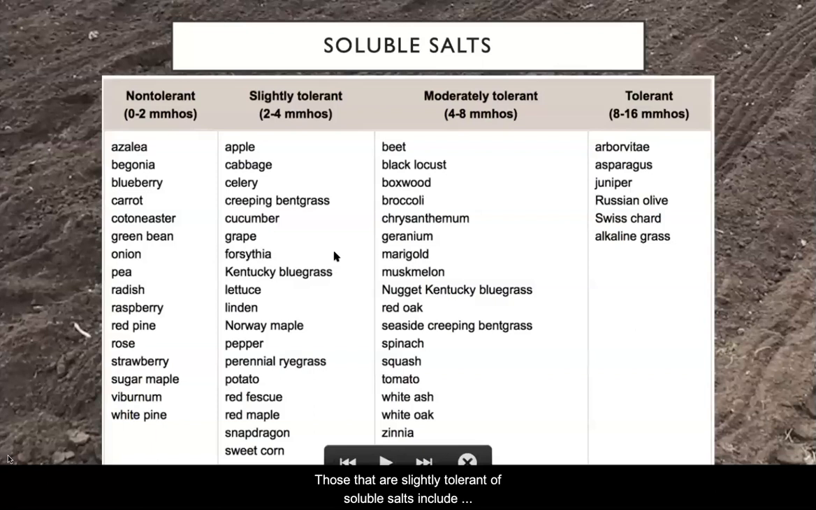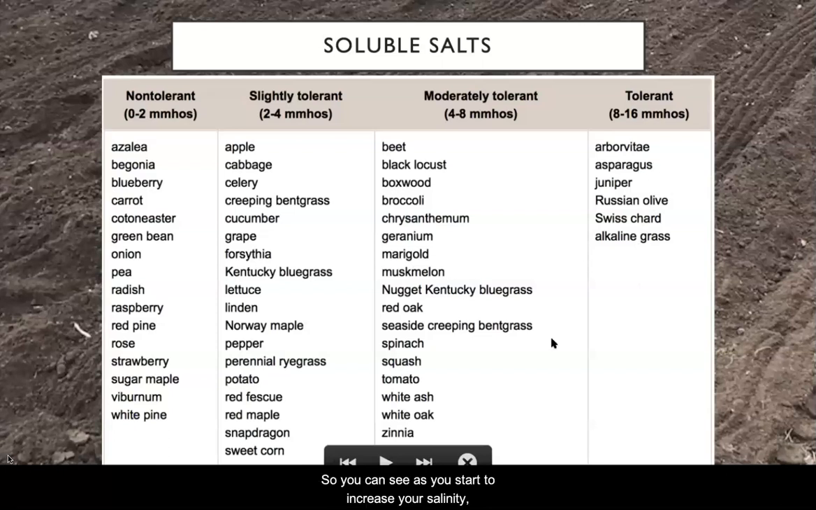Those that are slightly tolerant of soluble salts include apples, cabbage, celery, cucumbers, grapes, lettuce, potatoes, and also sweet corn. When we start getting much higher in salinity, those that are moderately tolerant include beet, broccoli, spinach, squash, and tomato. And then when you have very saline soils, you're really just left with Swiss chard and asparagus.